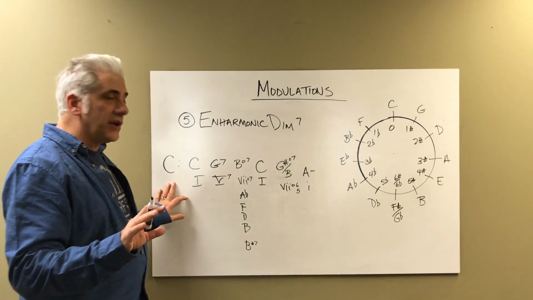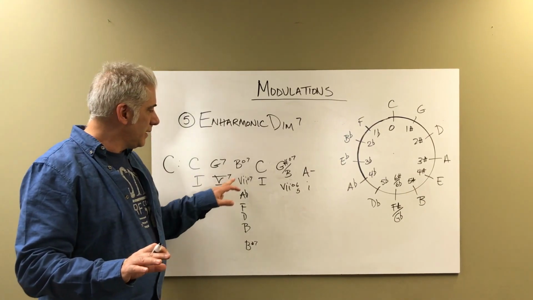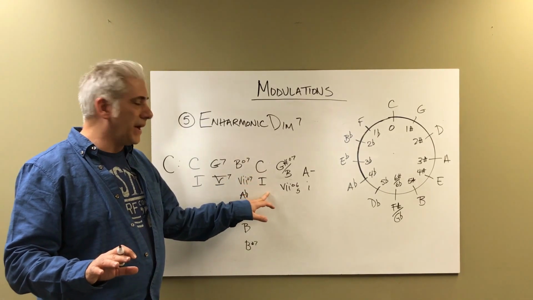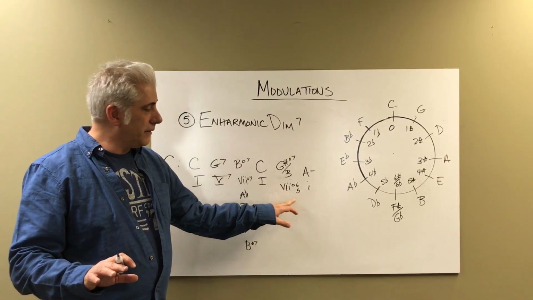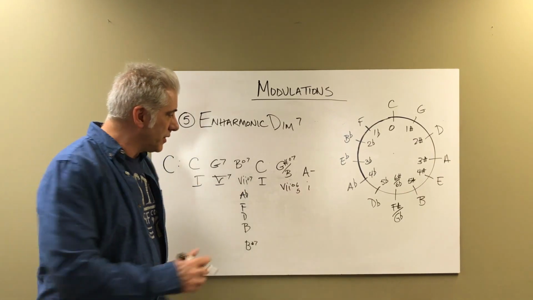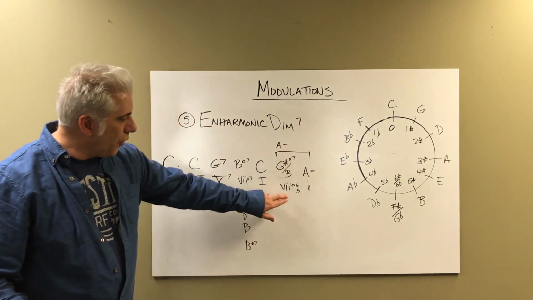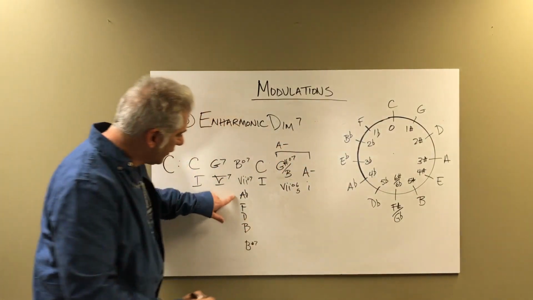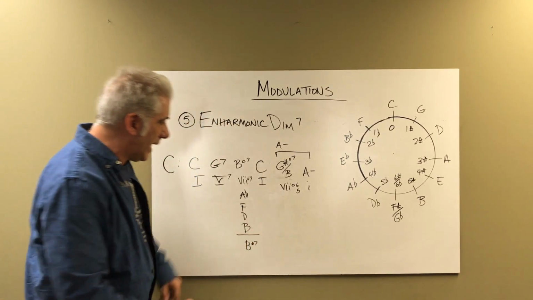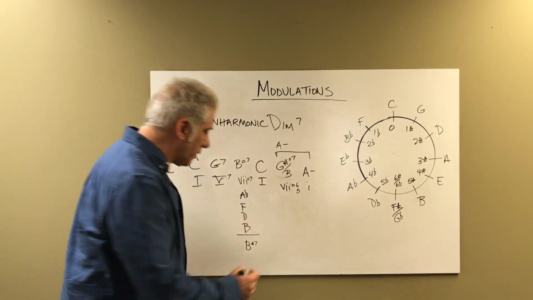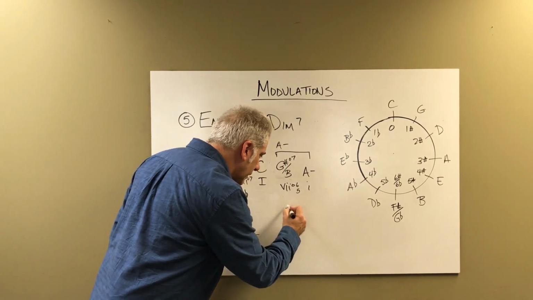Okay, so I have a progression here starting in C major. I have the 1 chord C major, the 5 chord G7, the 7 chord B diminished 7th, then I'm back to the 1 chord. Then I have a G sharp diminished 7 over B resolving to A minor. So that's a modulation right here to A minor, okay? Now, if we spelled this chord, I spelled a B diminished 7th chord here. B diminished 7th is B, D, F, A flat. A G sharp diminished 7th chord is G sharp, B, D, F.